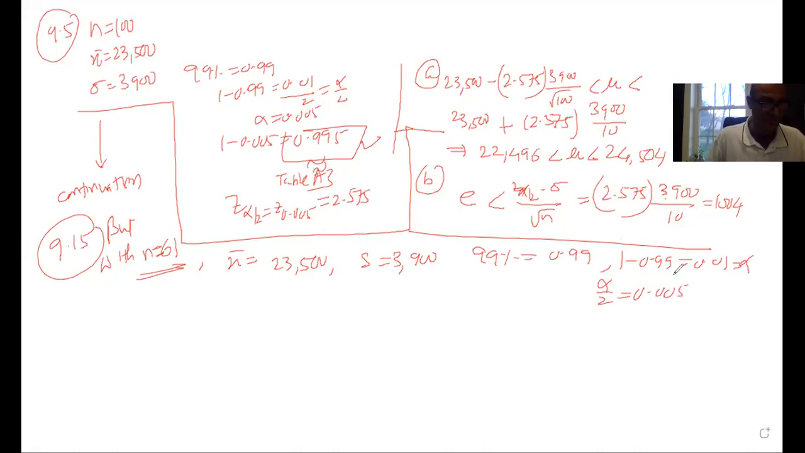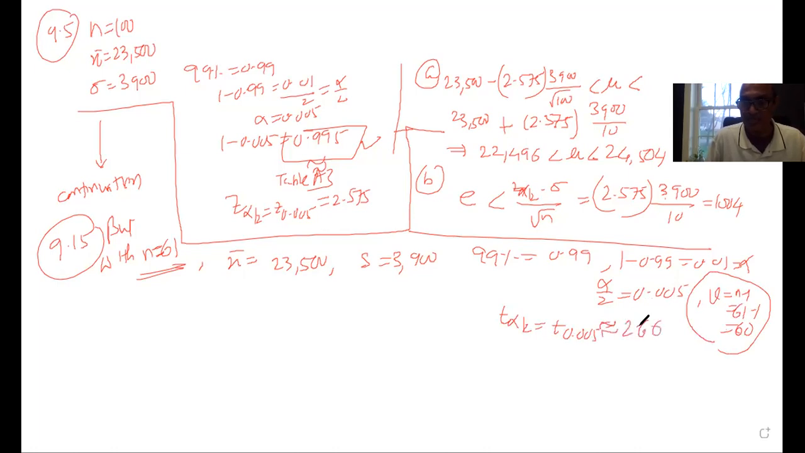0.005. So t alpha by 2, t 0.005, with my degree of freedom v equal to n minus 1, that is 61 minus 1, which is 60. So v equal to 60. And 0.005 is my value of alpha in the t distribution table on the horizontal line, and that corresponds to 2.66. So use this value 2.66 in the degree of freedom.